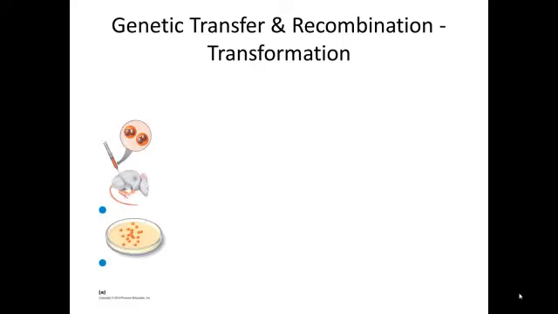Now for transformation, it helps to have a little bit of history. Back in the day, when they were working on the vaccine for pneumonia, the main cause of pneumonia is pneumococcus, and the kind that causes pneumonia, the virulent kind, has a capsule. Generally it's diplococci, and you have a capsule. If you inject it into a mouse, the mouse or the human dies of pneumonia.